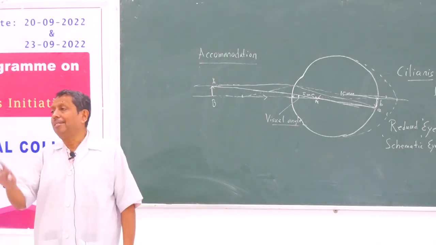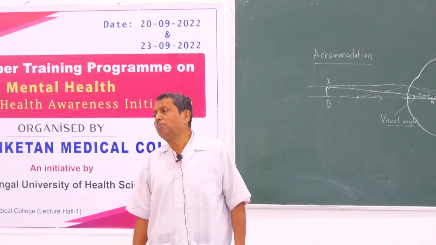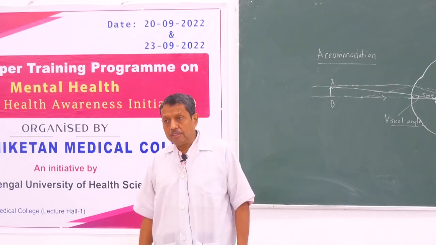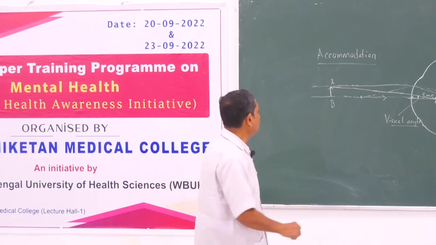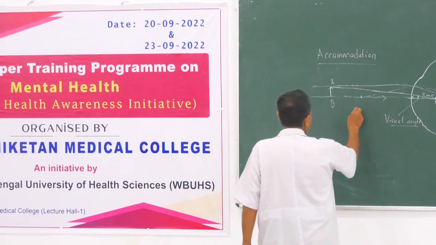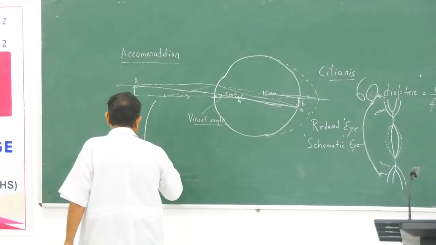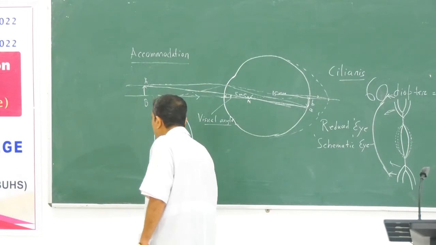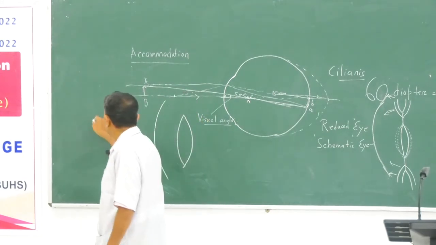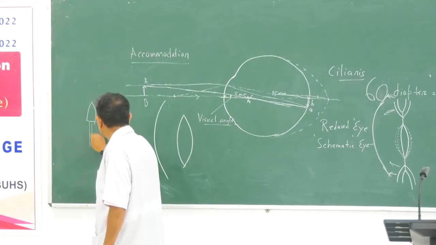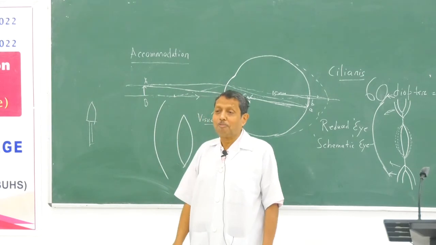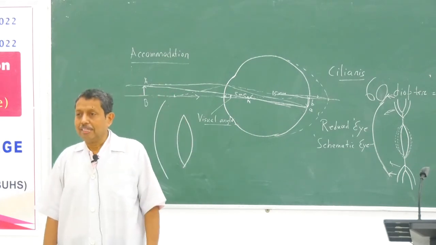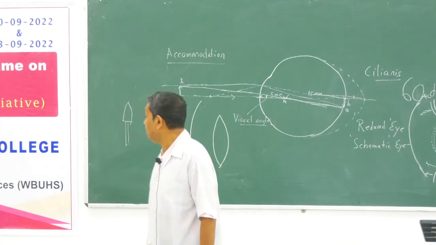That can be known by the position of the images in the relaxed condition and in the accommodative condition. Three images are normally formed. Suppose you consider this corneal surface, this anterior surface of the lens and this posterior surface of the lens. If an illuminated object is placed, then three images are formed: two erect images and one inverted image.